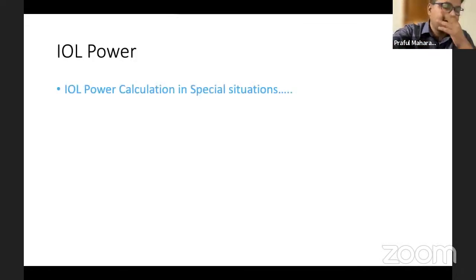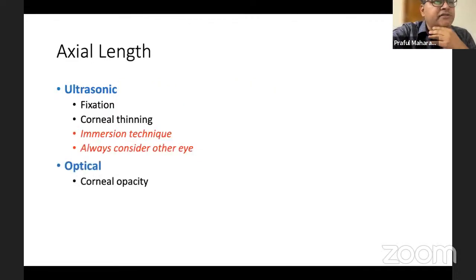First is IOL power calculation. As I said, there was a lecture about IOL power calculation in special situations, so I'm not going into details of this. However, remember there are two issues. For any biometry, you need an axial length, you need a keratometry. For axial length reading, either you have ultrasonic or you have optical biometry with you.